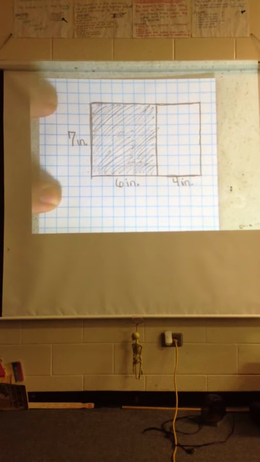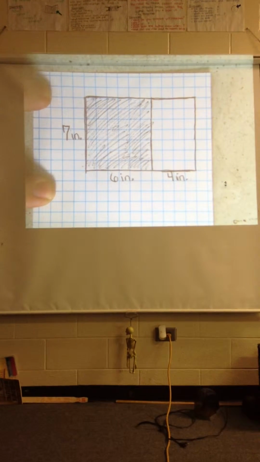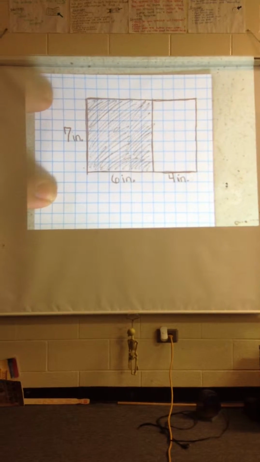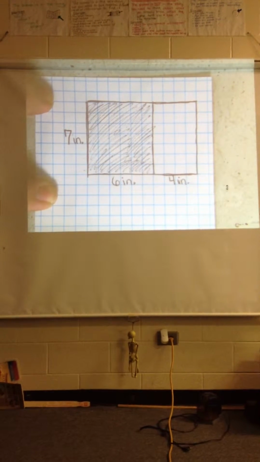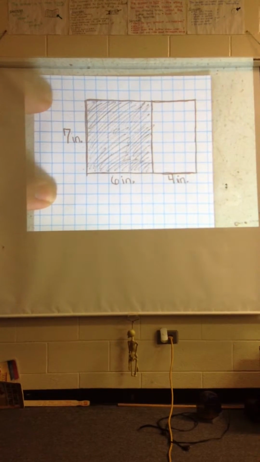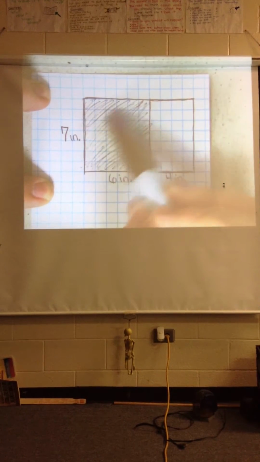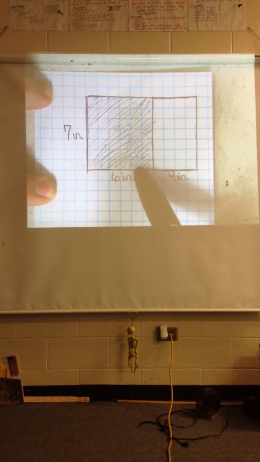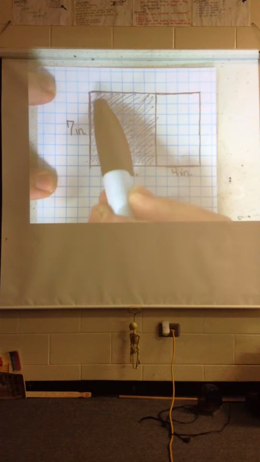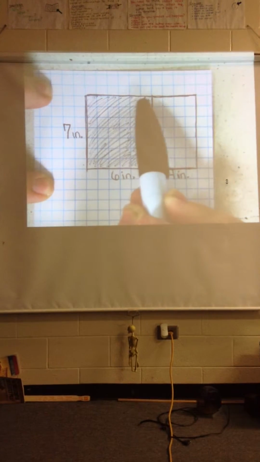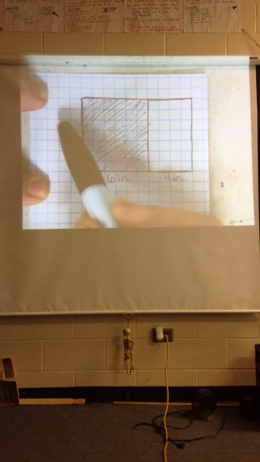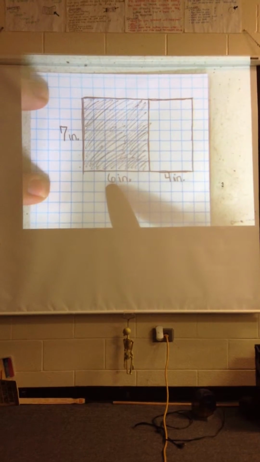Free started painting her room. She painted the shaded area. She did not finish. But what area did she paint? So once again, I am only looking at the shaded area. I can go back and I see that it is already tiled. I can count every single one of these tiles, but that's going to take a long time. I need to go and look and say, well, length times width.